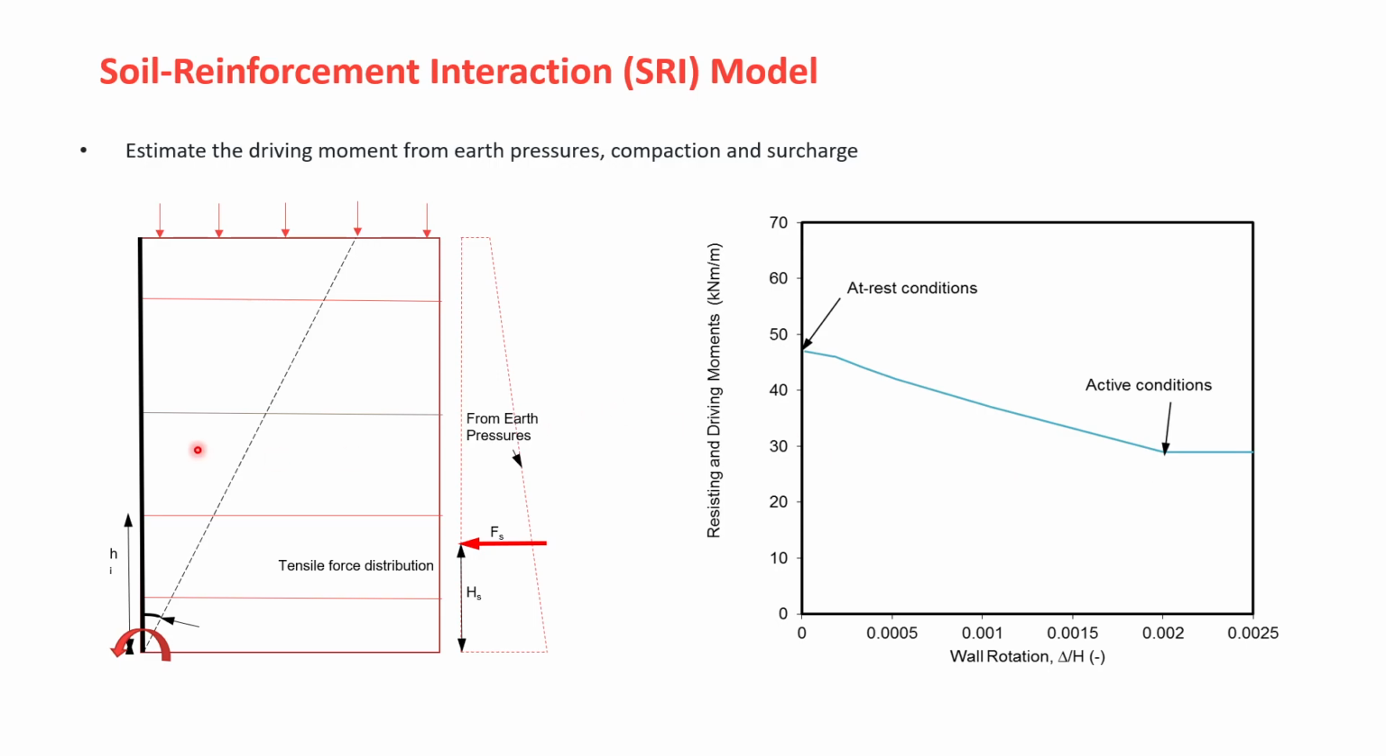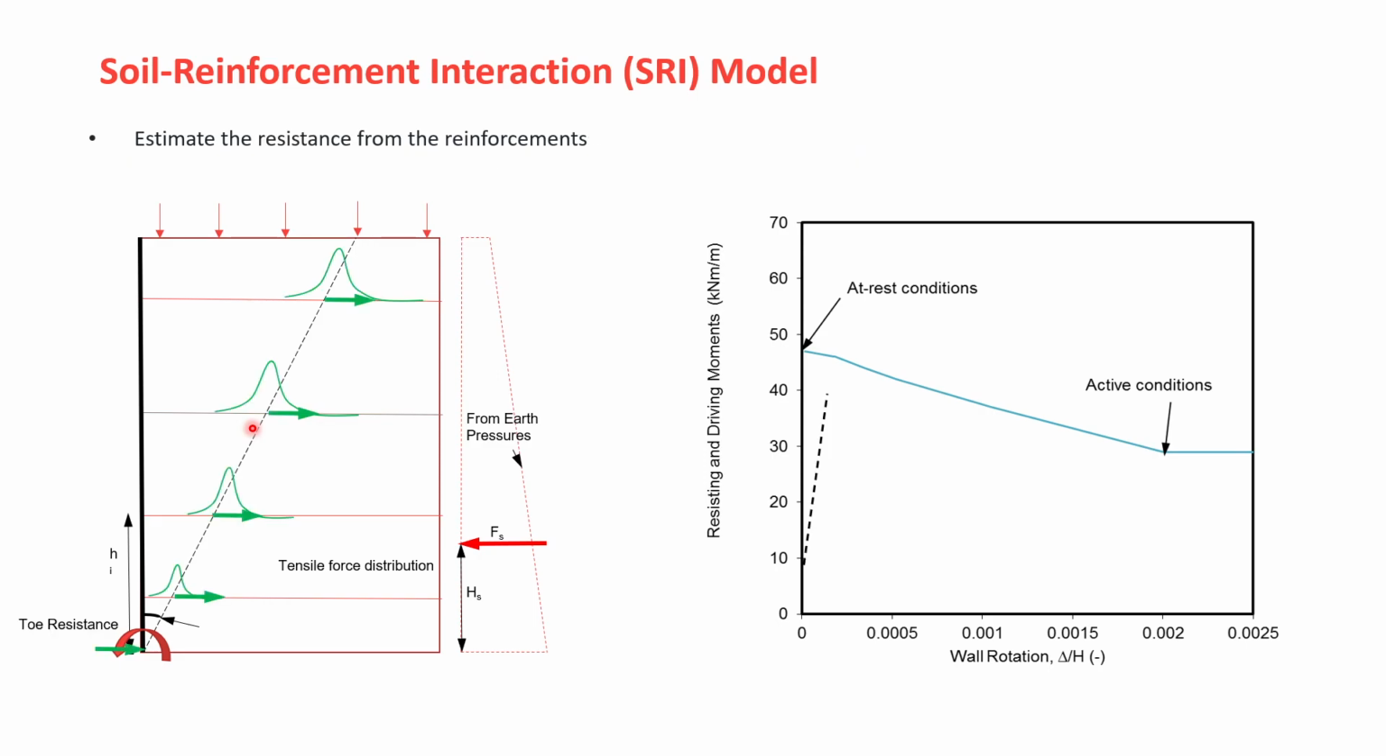So what about the resistance side? If you have 0 deflection of the wall, then geogrids or reinforcements, they're not going to contribute. So let's say now the wall deflects a little bit. What I'm going to do is take the moments about this point, and then I can calculate how much resistance these reinforcements are making. So here, let's say I'm at this point.